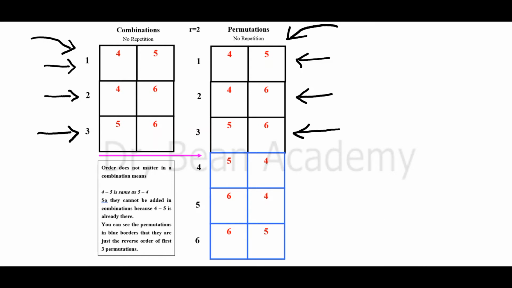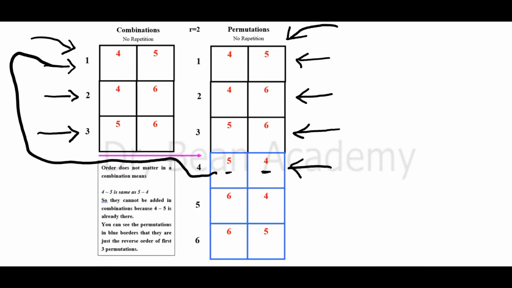Now here comes the difference. The fourth permutation is 5 4, but I don't have any combination as 5 4. You know why? Because a combination is insensitive to the order of the things. It only cares about the combination and not the order of the things inside the combination. So if I have a permutation 5 4, with 5 on the left side and 4 on the right side, a combination will say that no, no, no, I already have this thing at first place.